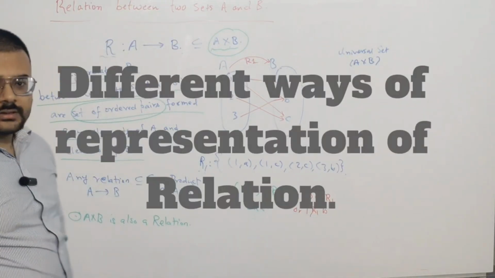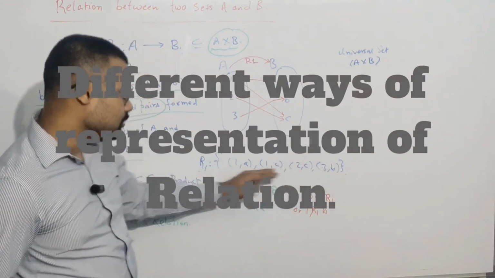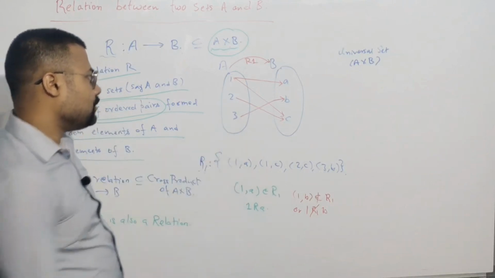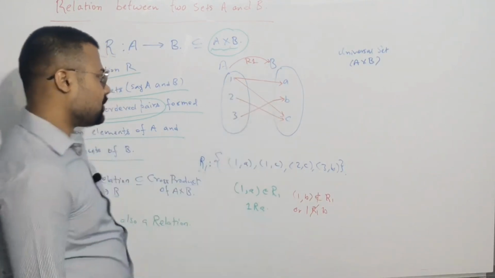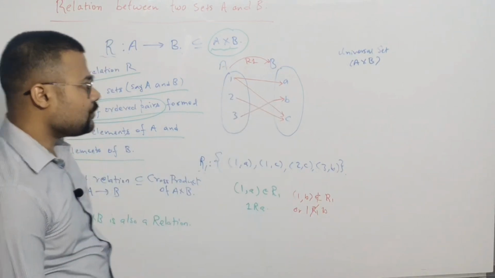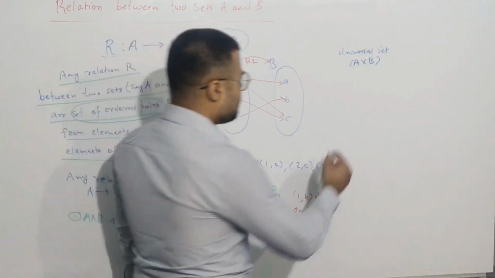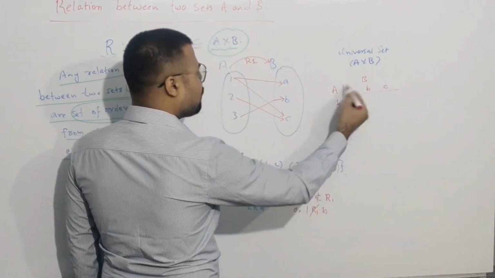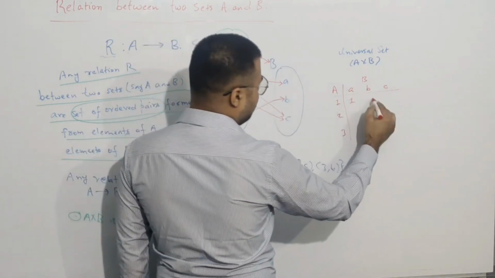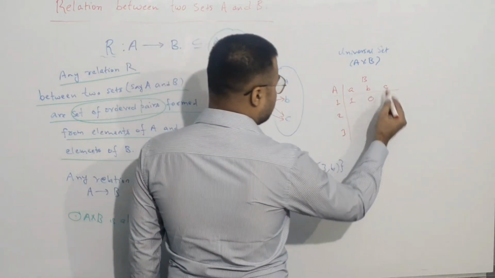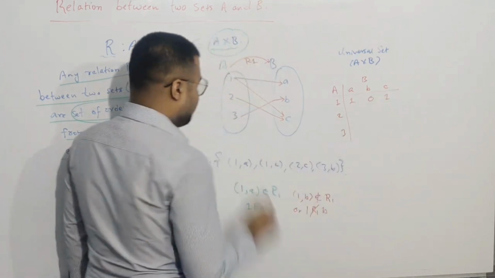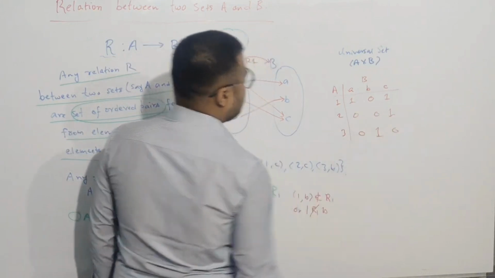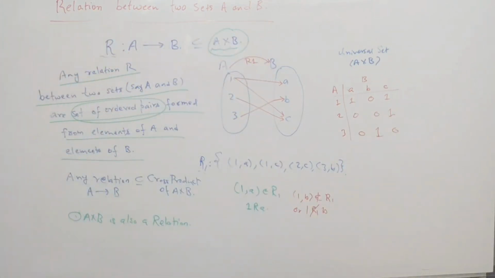How do you represent a relation? This is one way to represent a relation: you write all those valid ordered pairs, or you can represent it in this manner. This is the diagrammatic representation. Another way to represent it is using a matrix. If 1 is R1 related with A, then I write 1, and if it is not related, then I write 0. 1 is related with A, so 1. If it's not related, then 0. 1 is related with C, yes, so it's 1. 2 is related with C. 3 is related with B. Okay, so this is about relation.